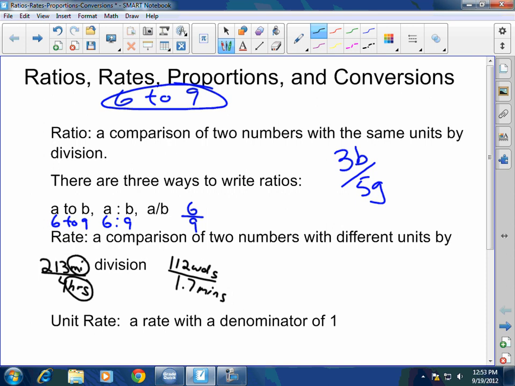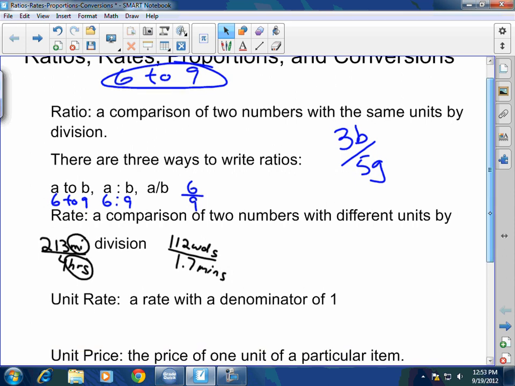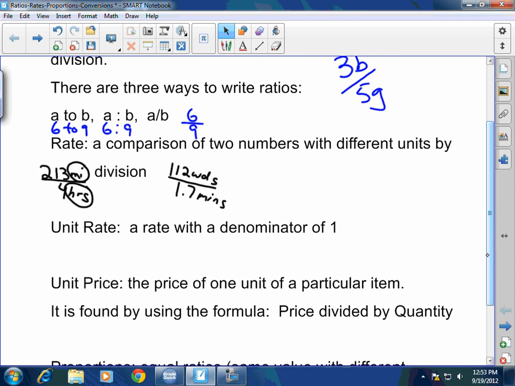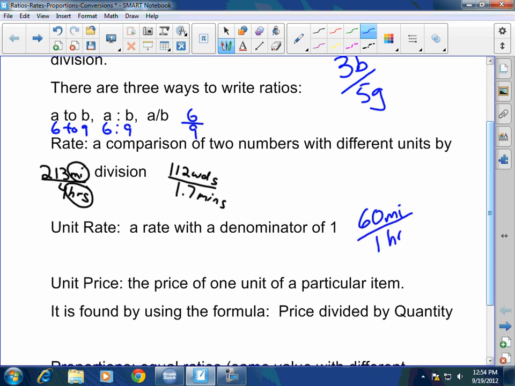Now, a unit rate. A unit rate is a rate with a denominator of 1. A rate with a denominator of 1. So this is seen very often in your car when you're driving. You're driving and you see the odometer and it starts to increase and you see it at 60. What's happening there is you're going 60 miles per 1 hour. What that means on the odometer is that every hour you're going to go that many miles. That's what a unit rate is.